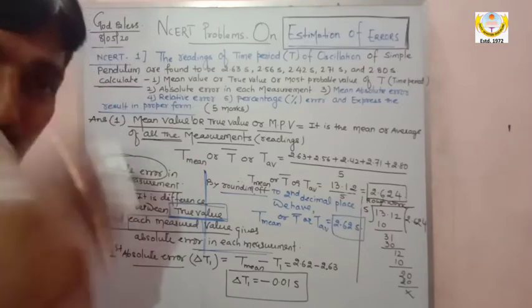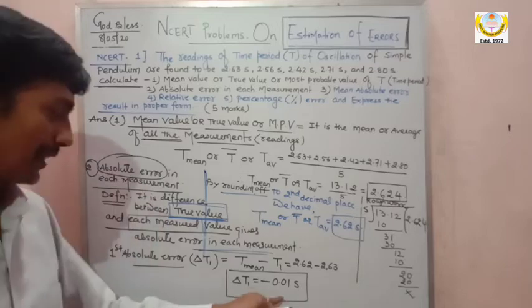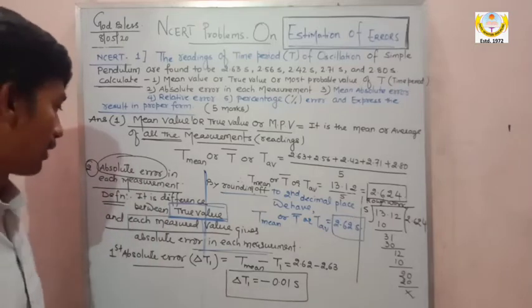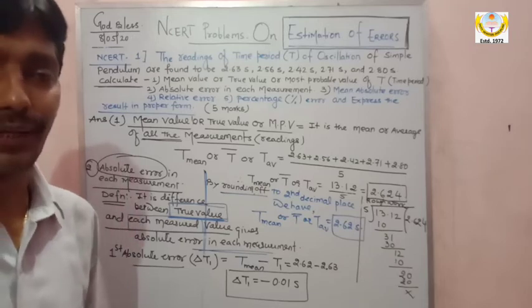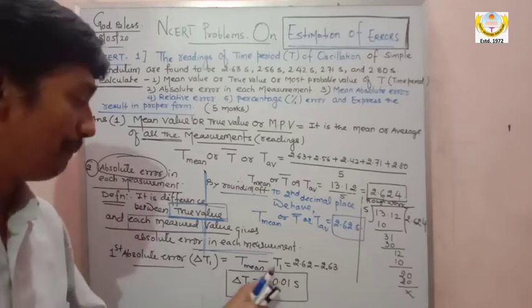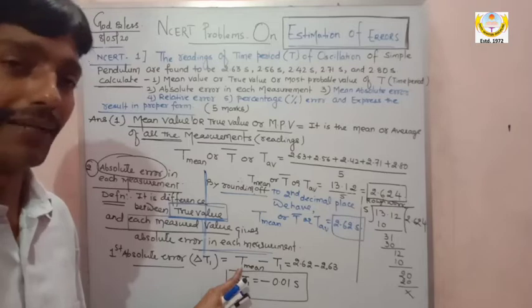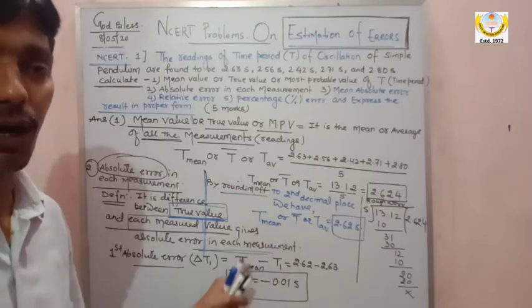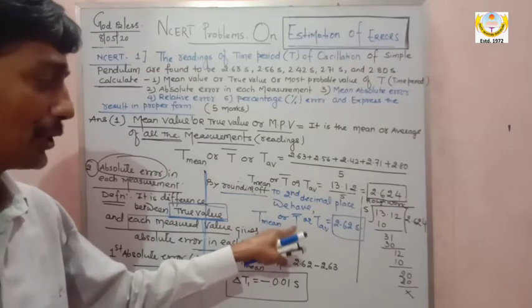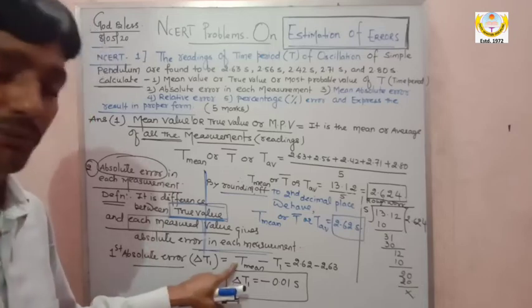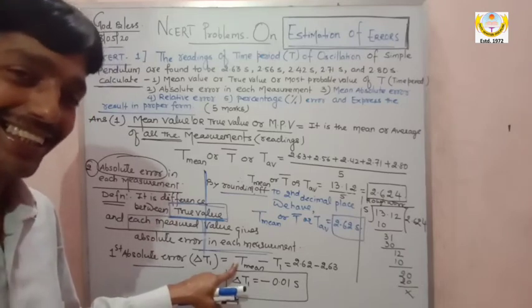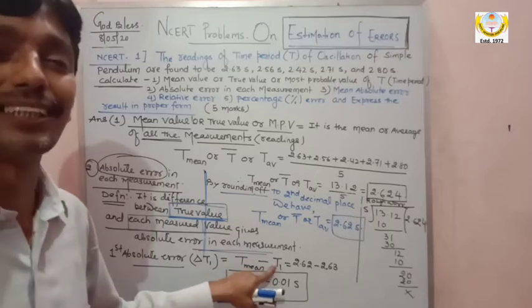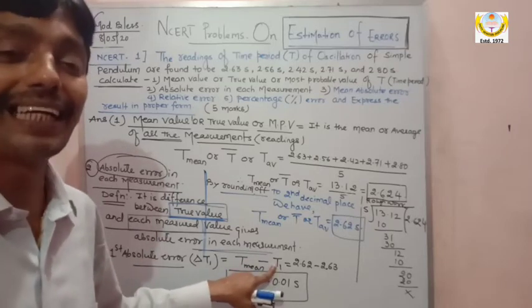It's not a ratio of that second. It is a difference. I hope it is clear, my dear. So everybody, I hope everybody understood what is the definition of absolute error. It is the difference between true value, which is also called mean value or most probable value or average value, and each measured value.